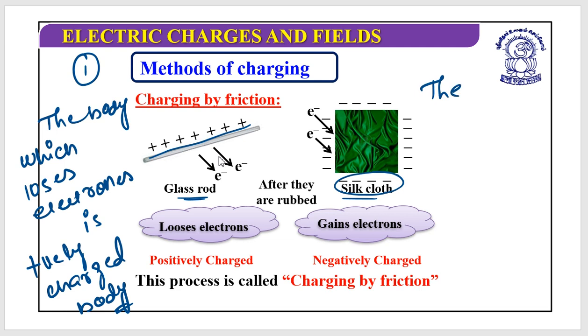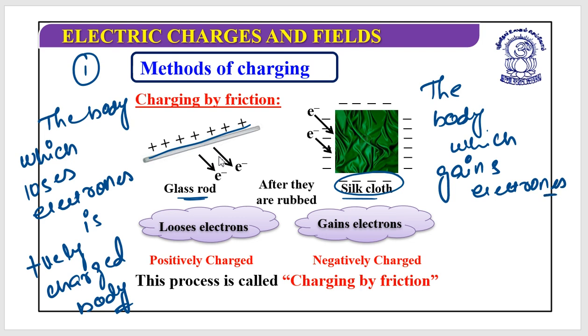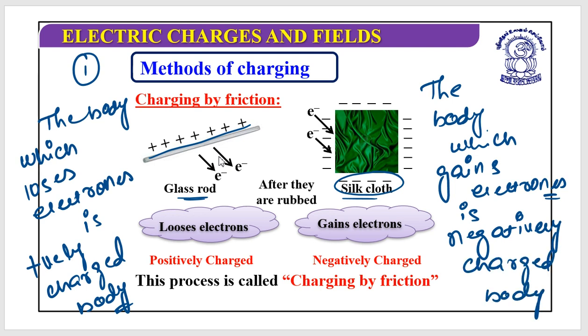And the body which gains electrons, that you understand, is negatively charged body. So the body which receives an electron is negatively charged. The body which loses or donates the electron is positively charged body. So glass rod becomes positively charged body and silk cloth becomes the negatively charged body.